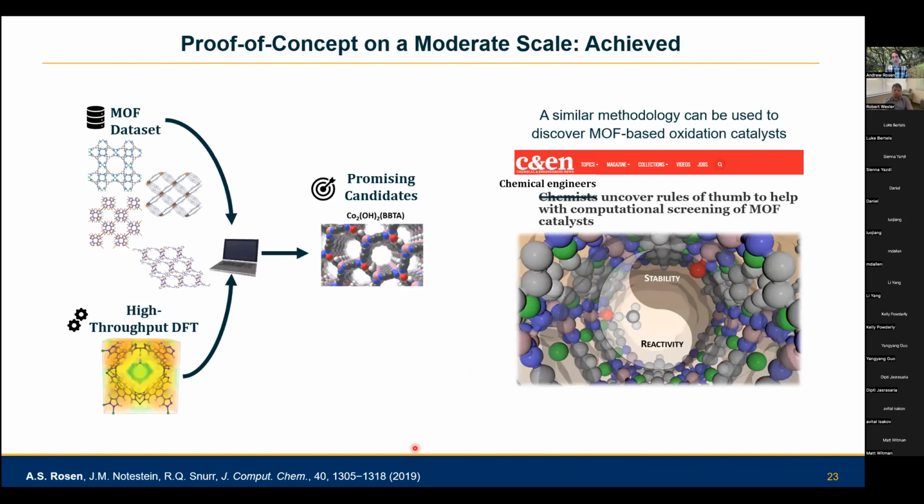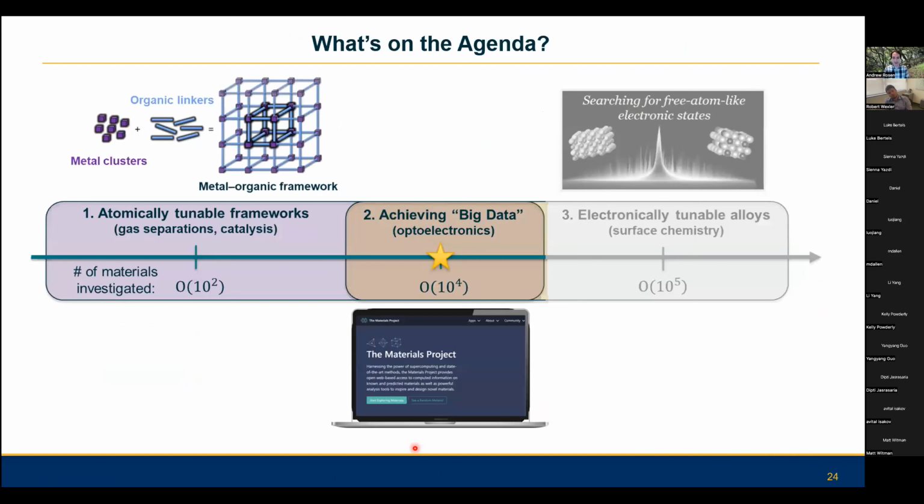So again, as a proof of concept on a moderate scale, I would say these computational screening efforts are fairly successful. We can, of course, take these same principles and apply them to the area of catalysis. I showed you an example of an oxidation reaction for gas separations, but there's no reason why you couldn't extend this to oxidation catalysis as well, which I've also worked on. I won't talk about that for the sake of time today, but you can certainly check out some of my prior works in this area if that is of interest.